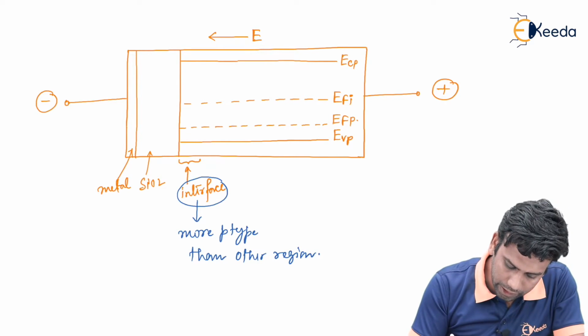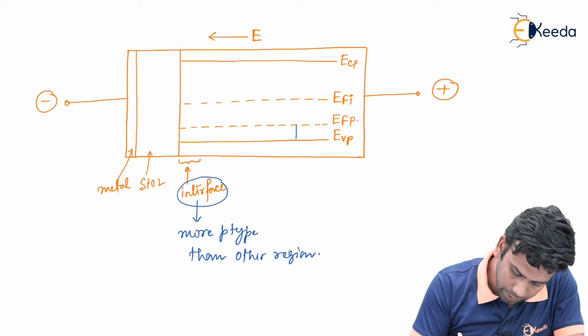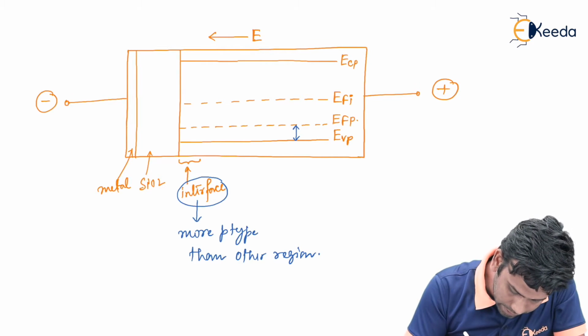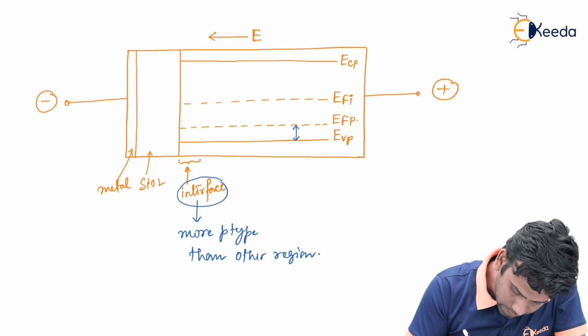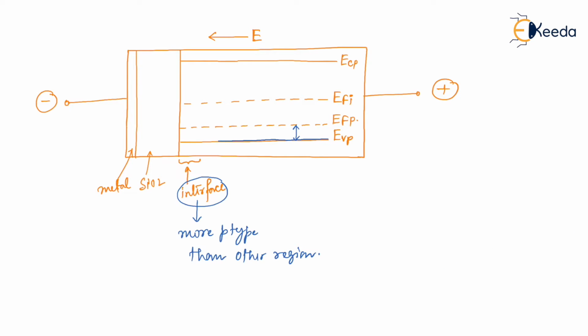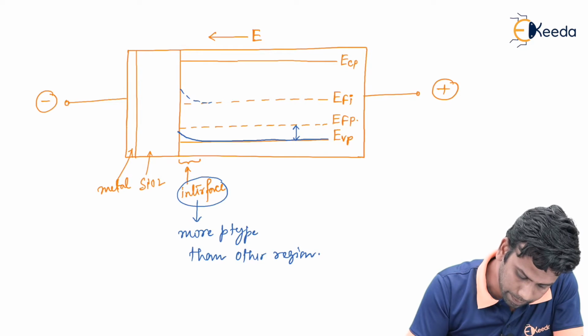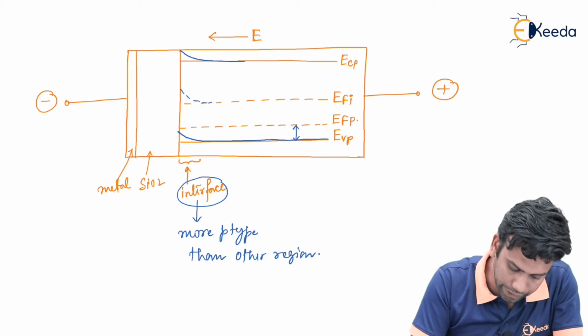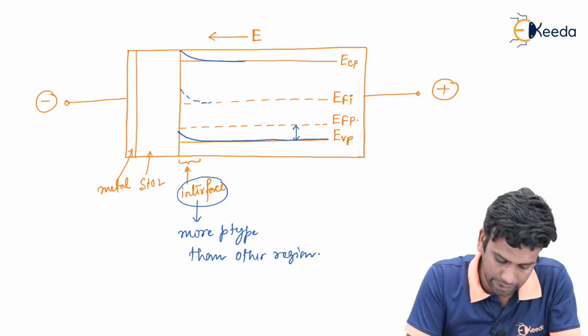So the gap between the EFP and the EVP will be decreased in the interface region, hence the band EVP will be bending in this fashion, and the EFI will also bend according to the EVP like this fashion, and also the conduction band will also bend according to the bending of valence band.